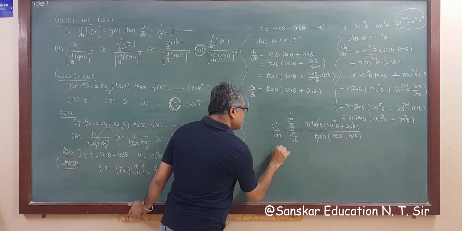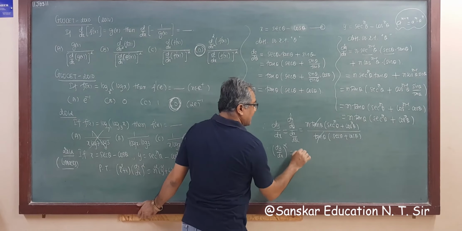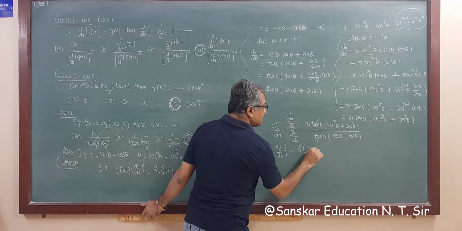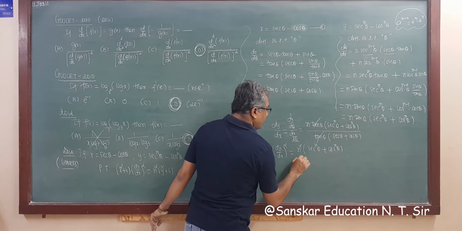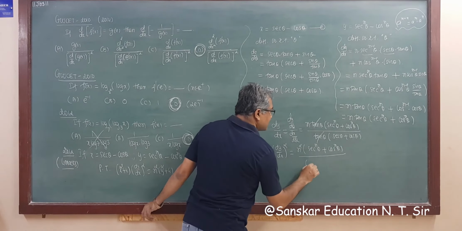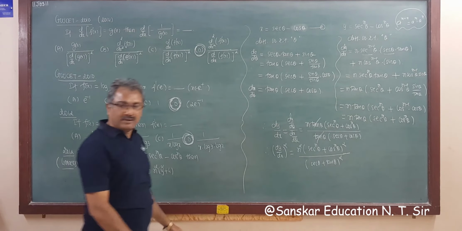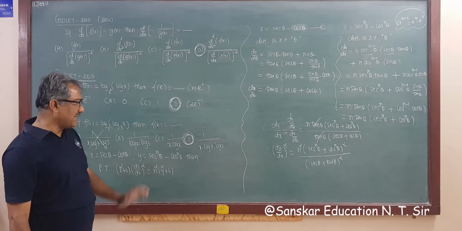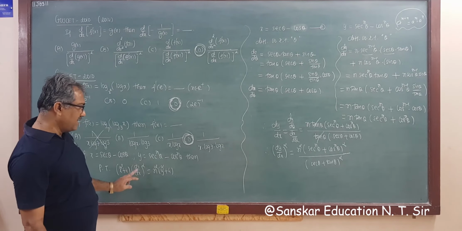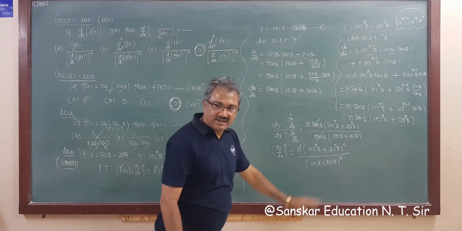Squaring both sides, dy by dx whole square is equal to n square into (sec raised to n theta plus cos raised to n theta) whole, upon (sec theta plus tan theta) whole square. This is also squared because we are squaring both sides. Now this is not yet your answer.